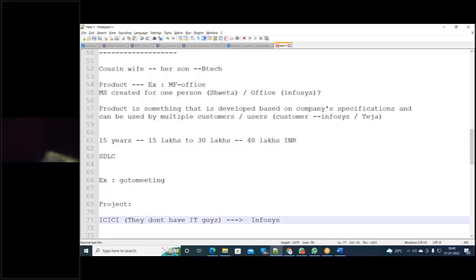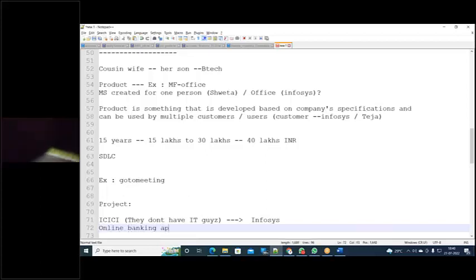Let's say they say, Infosys is very good with all these IT things, so let me approach Infosys. Somebody from ICICI will talk to Infosys, and Infosys will say, oh, you want an online banking application? Okay, let me create this application for you.